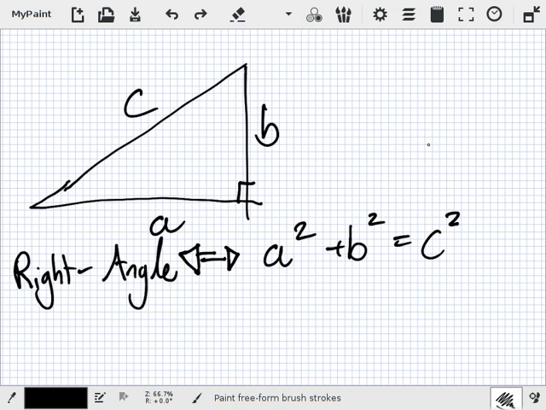Okay so far? Yeah. So I'll give you one to try. Give me the missing side here.